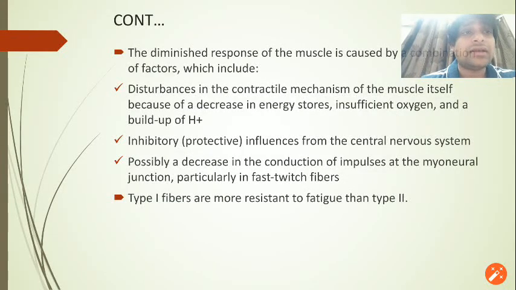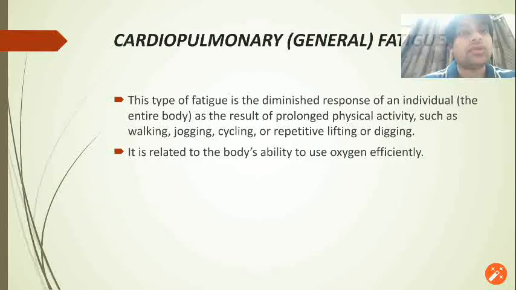And here we'll discuss the factors that diminish the response of muscles: disturbance in the contractile mechanism of the muscle itself because of decrease in energy stores, insufficient oxygen, and buildup of H plus; inhibitory influence from the central nervous system; and possibly a decrease in conduction of impulses at the myoneural junction, particularly in fast twitch fibers. As we know, we have two types of muscle fiber, type 1 and type 2. Type 1 fibers are more resistant to fatigue than type 2.